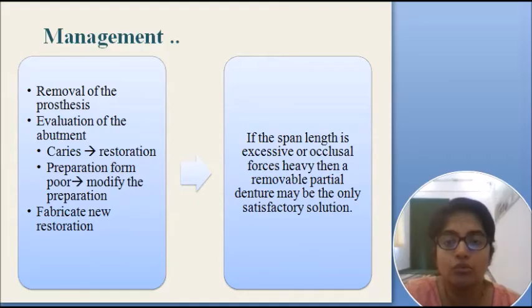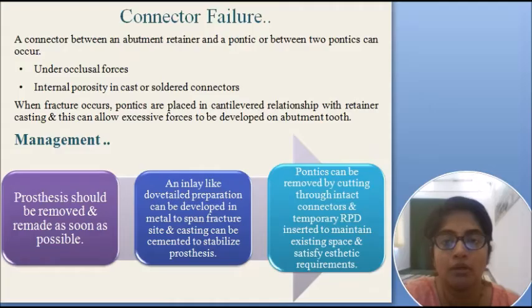So management includes removal of the prosthesis and evaluation of the abutment. If there are caries, restoration. If there is an improper preparation form, we have to modify it and fabricate a new restoration. If the span length is excessive or occlusal forces are heavy, then a removable partial denture may be the only satisfactory solution. Coming to the next type, that is connector failure.